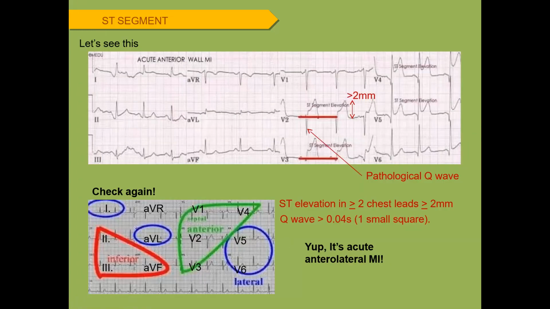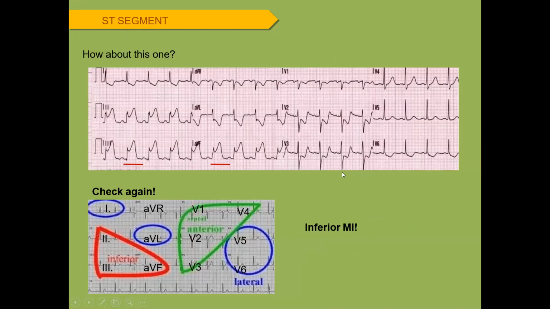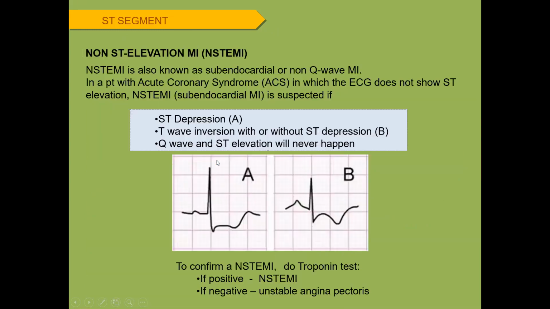Now, ST segment elevation. Here in the ECG you can see there is more than 2 millimeter elevation. V2, V3 are involved, and there is also V4 involvement. It is an anterolateral MI. Here you can easily tell that the ST segment is elevated in 2, 3 and AVF, so it is an inferior wall MI.